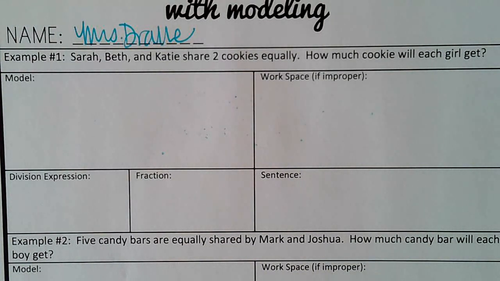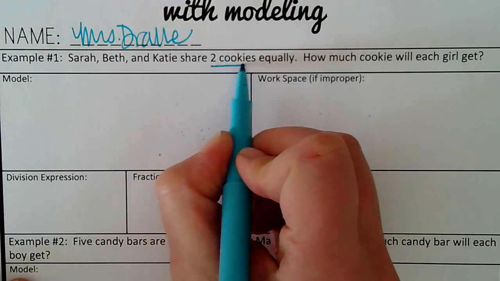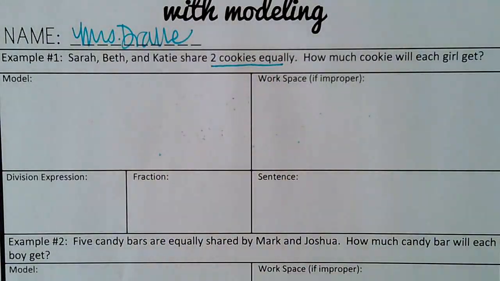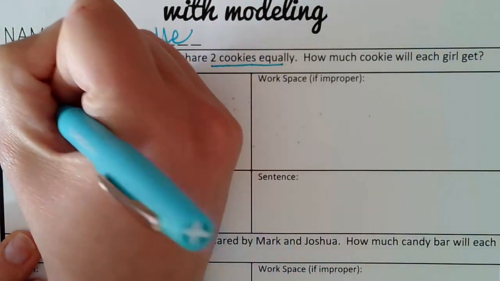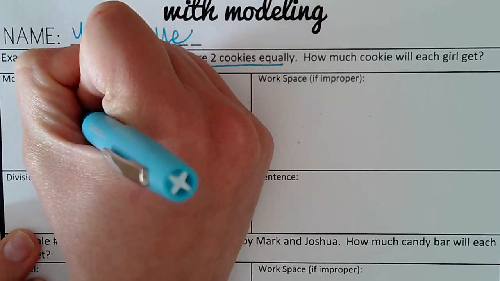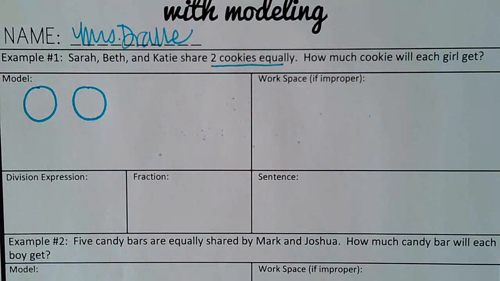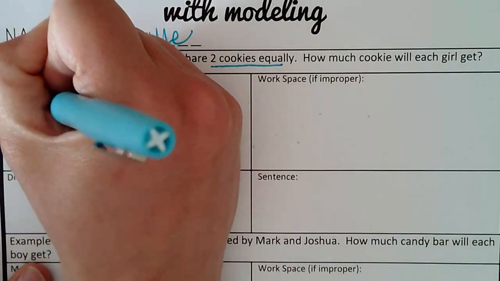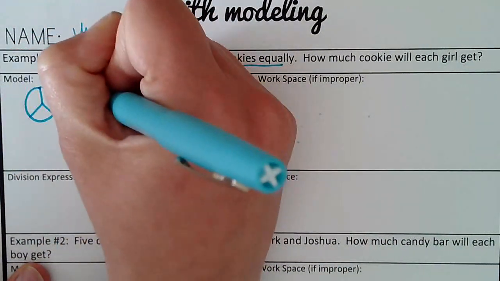So the first thing that we want to think about is what is being divided. Sarah, Beth, and Katie come first in our problem. But we're not splitting apart the girls, we're splitting the cookies. So that's what we're going to draw first. We are splitting 2 cookies. So I'm going to go ahead and draw 2 cookies. Now, together these cookies are being split by 3 people. So now I need to divide my cookies into 3 parts.